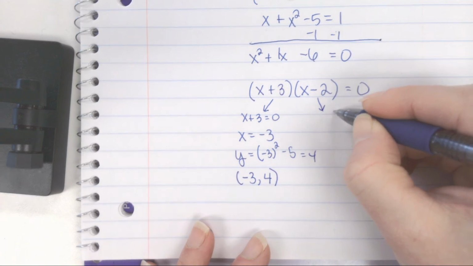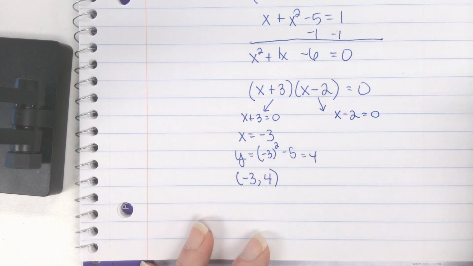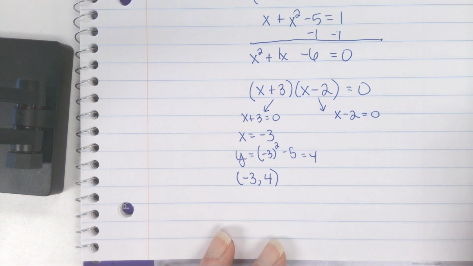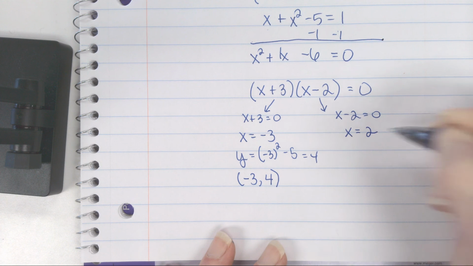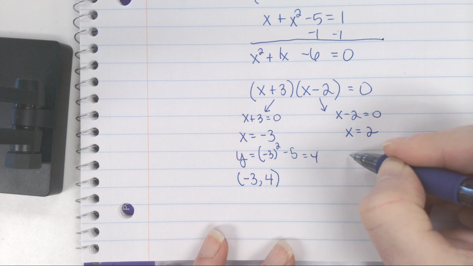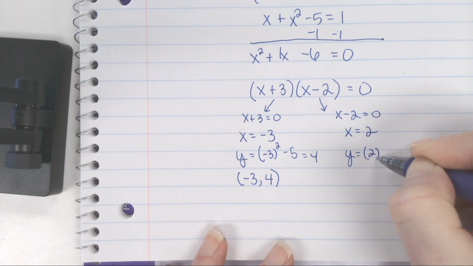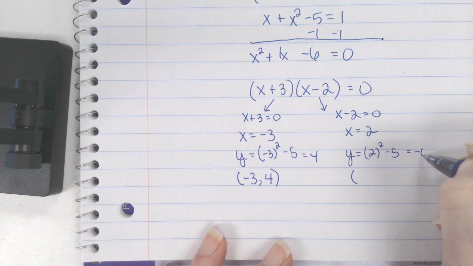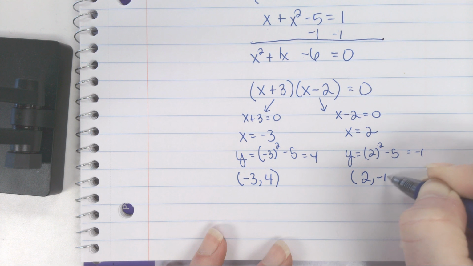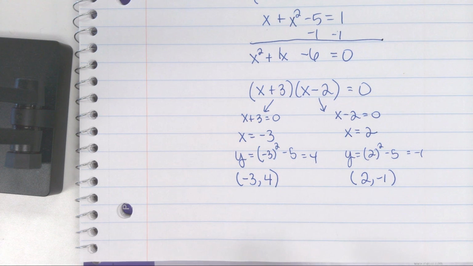I have x minus 2 equals 0. What about on this one? x equals 2. Plug it in. And so that would be your two solutions. This one meets twice.